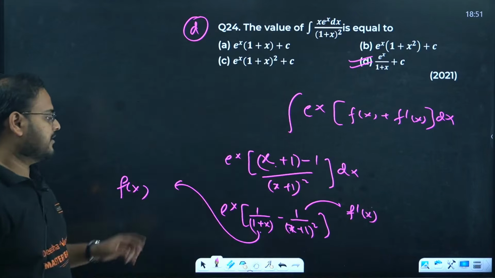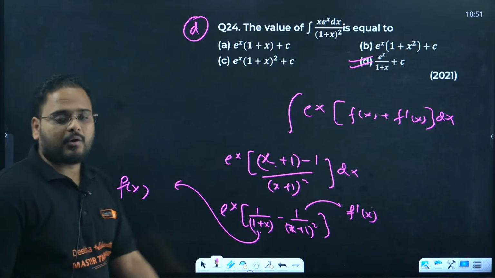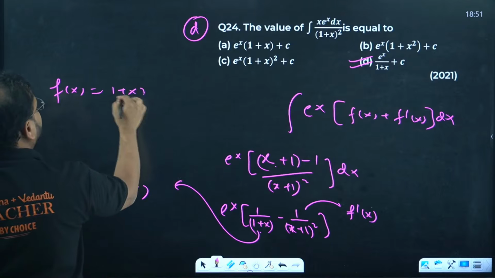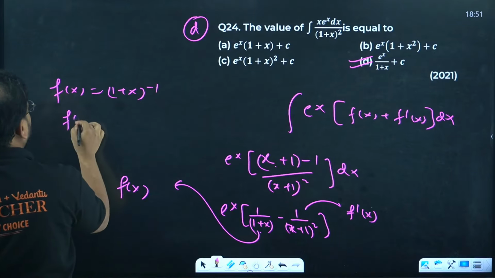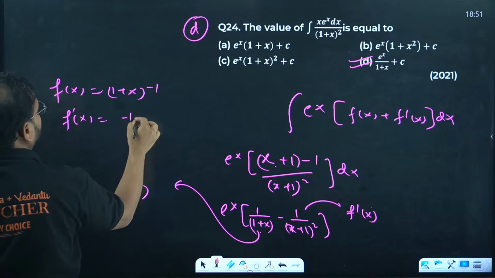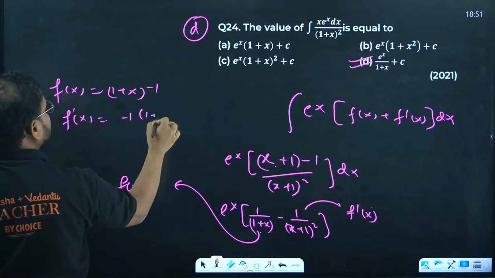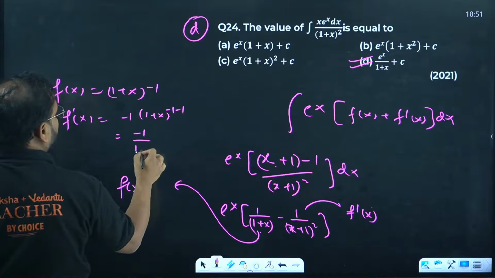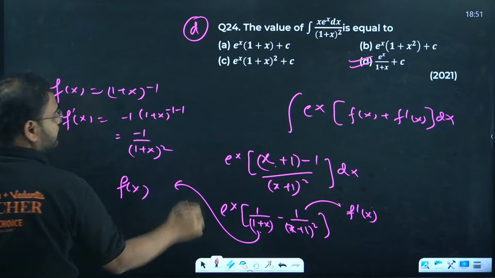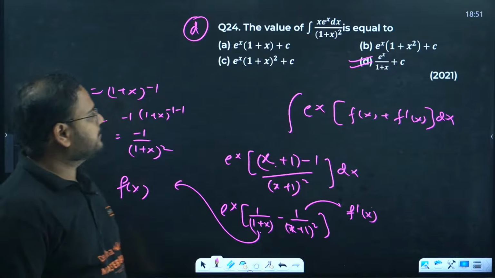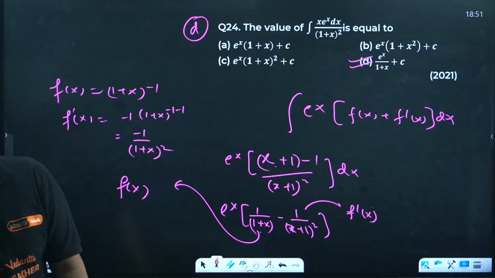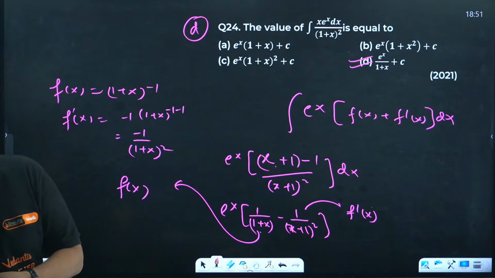Okay, differentiate and check. How come, sir? F of x is what? (1 + x) power minus 1. Differentiate, you'll have f dash of x as minus 1 into (1 + x) power minus 2, which is nothing but minus 1 upon (1 + x) power 2. Okay, so this is f of x. Use the property that we have. Yes, correct, everyone.